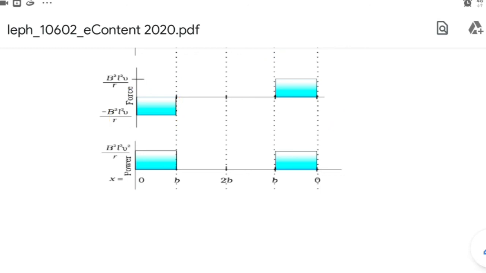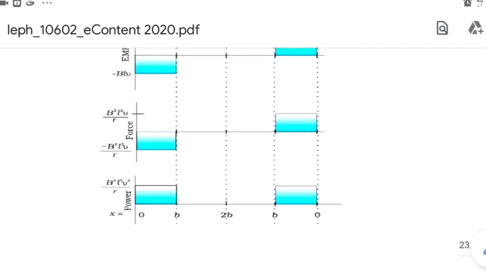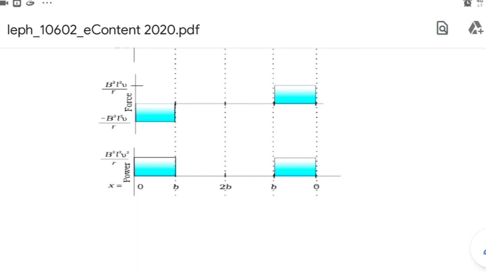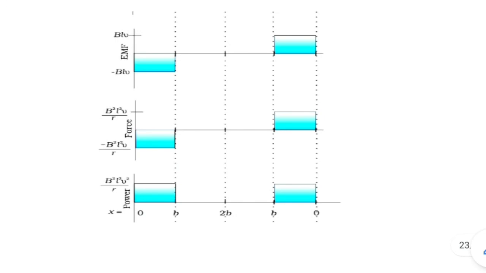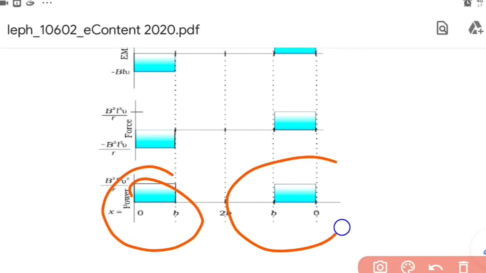Now moving on to the last physical quantity, which is the power delivered. Power is given by F dot V or I square R. Power dissipated as heat is asked, so we have I square R. Just square the current and multiply it with R. So we'll have B square L square V square by R. Since we are taking I square, for both motions the power will be in the same quadrant. There is no change in quadrant because the sign remains the same.